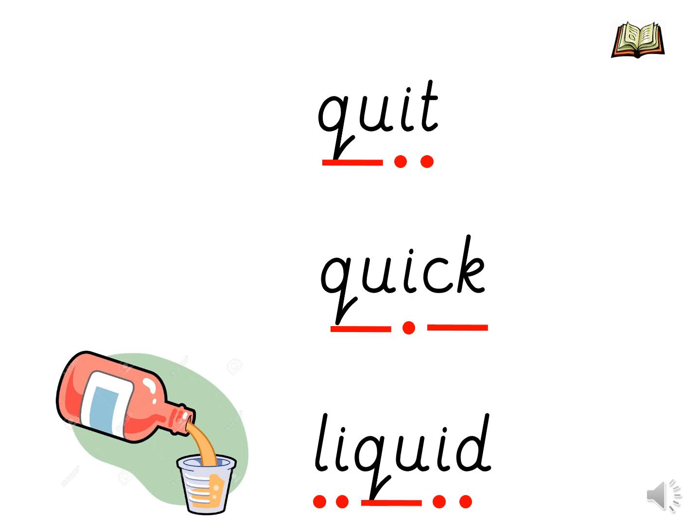Starting at the top. Qu, it, quit. And the next one. I've spotted something. There are 2 digraphs. Let's sound out the word and blend it together. Qu, ik, quick. And the last word. Have a go at sounding it out and blending it by yourself first. L, i, qu, id. Liquid.